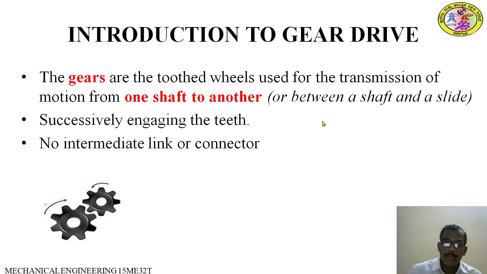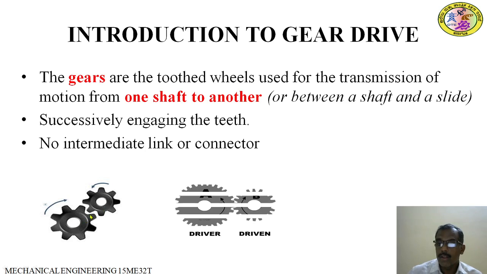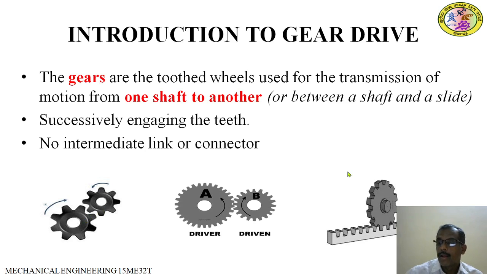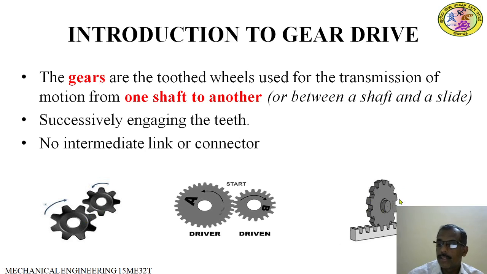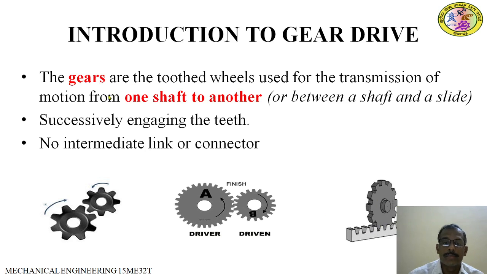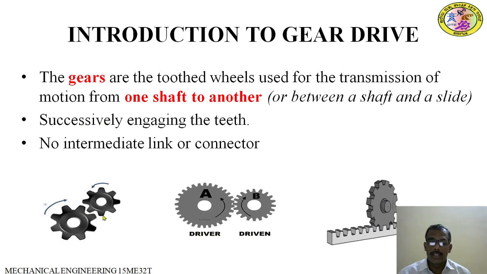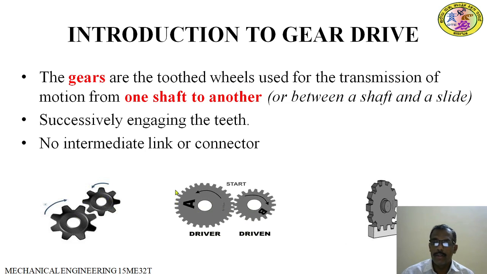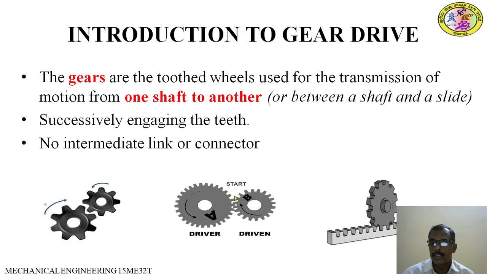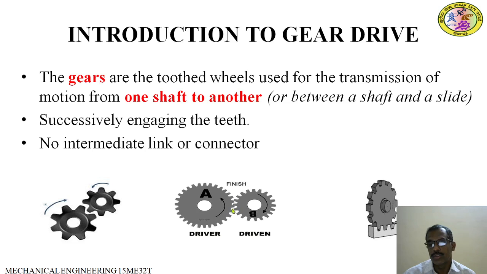So it is not compulsory that both the gears should be toothed ones. One may be a shaft and the other may be a slider. This also comes under gears. Here you see these gears. This is one gear, this is another gear. They have teeth over their periphery. These teeth mesh with each other to transmit the motion.